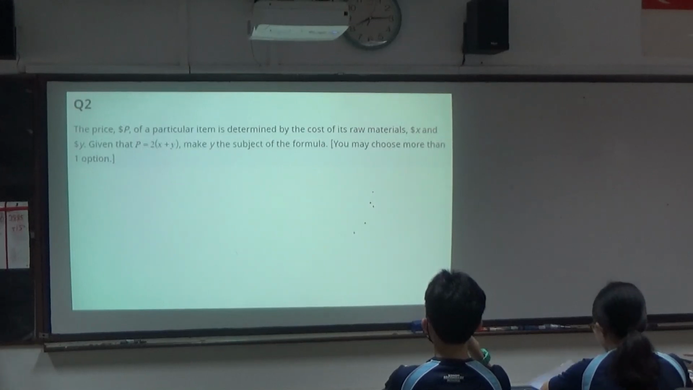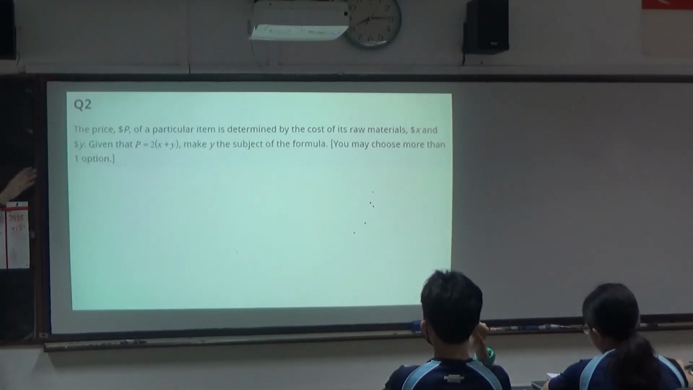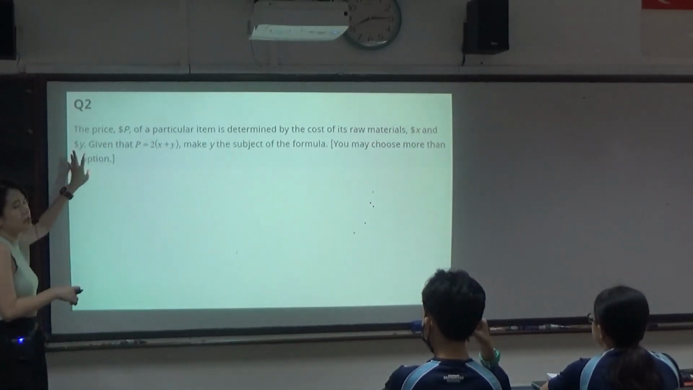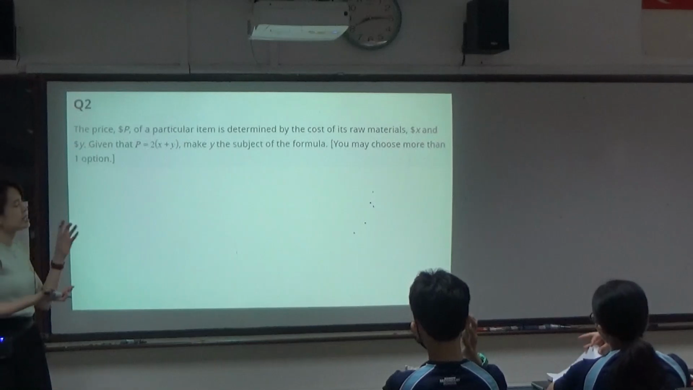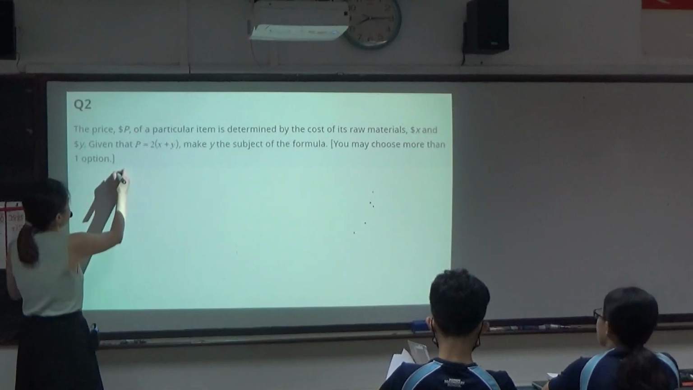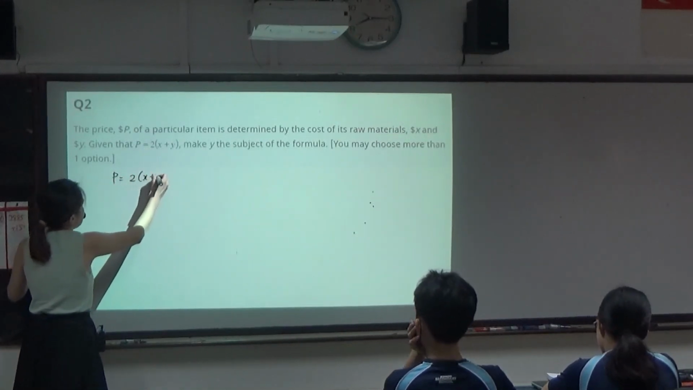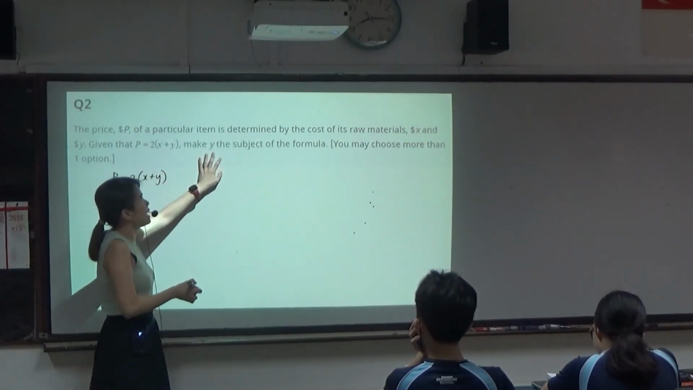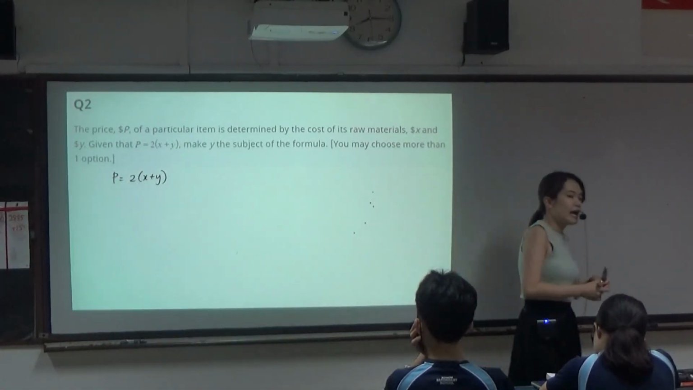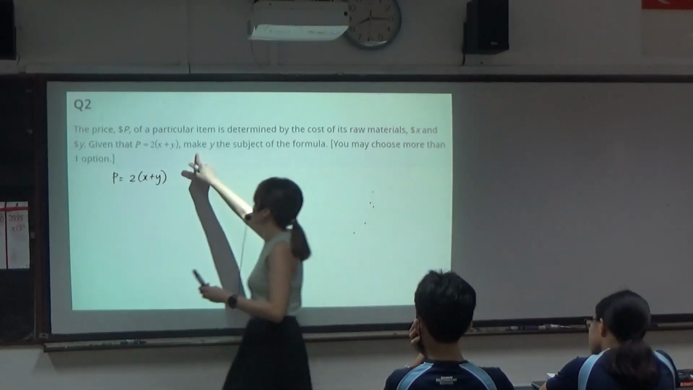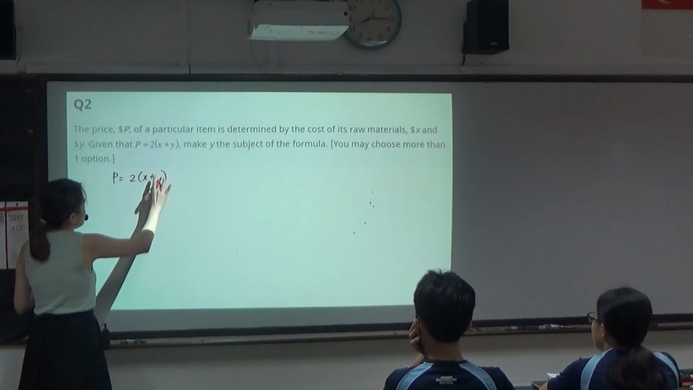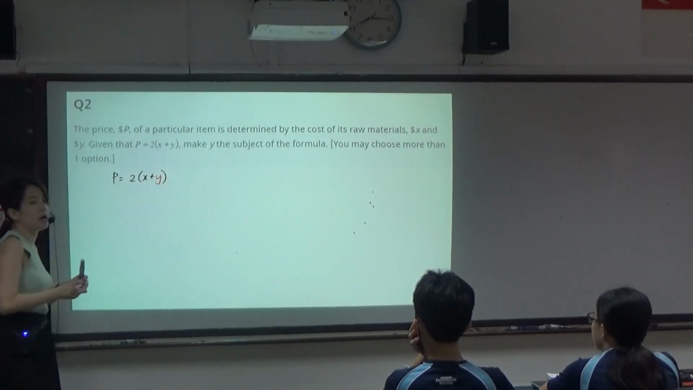So in this question, it says that the price $3 of a particular item is determined by the cost of its raw materials X dollars and Y dollars. They just gave you a context. The context is actually not quite important in this question since they gave you the formula P equals 2 times X plus Y, and they ask for you to make Y the subject of the formula. So we need to always ask ourselves, okay, if I have this request where we want to make Y the subject of the formula, we need to know where it is first.